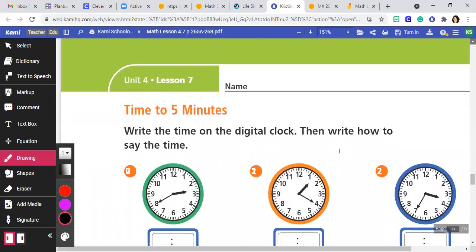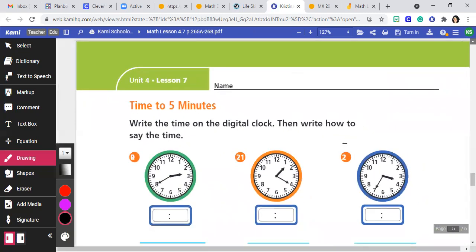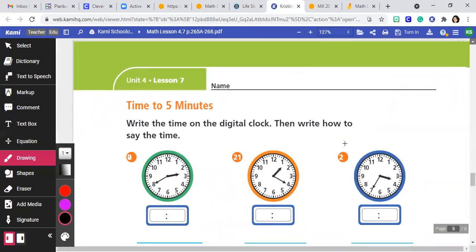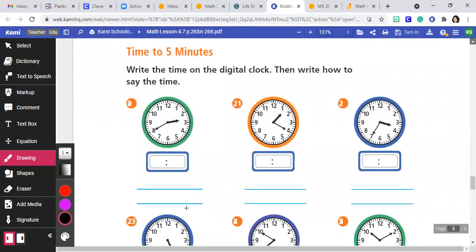Moving on with lesson 7, we are going to be more specific with the time that we are practicing. In this part of the lesson, you are going to be telling me the time to 5 minutes. So on these here, 5, 10, 15, 20, 1, 2, 3, 4, 5. You're going to write the time on the digital clock down here, and then you're going to write how to say the time below.